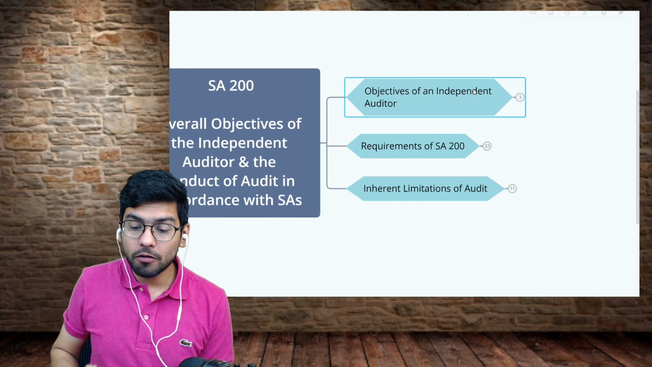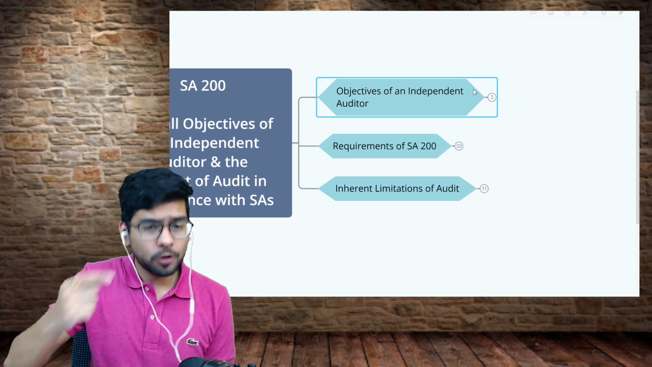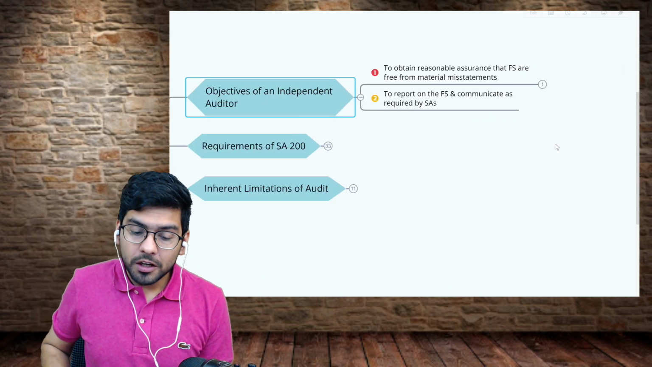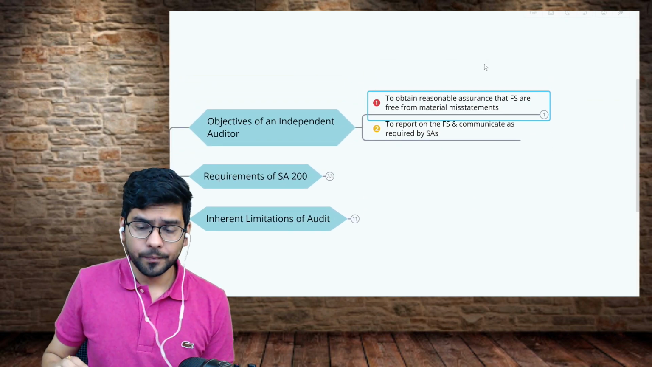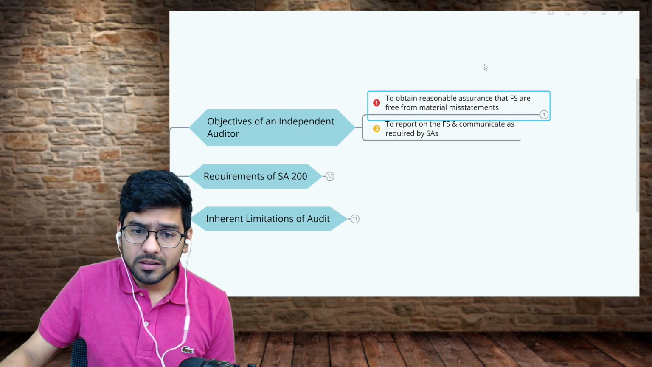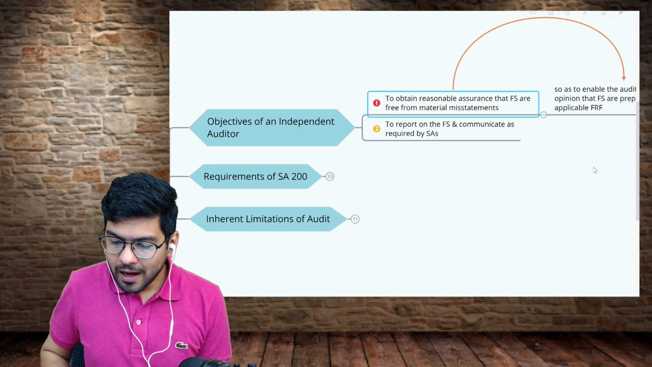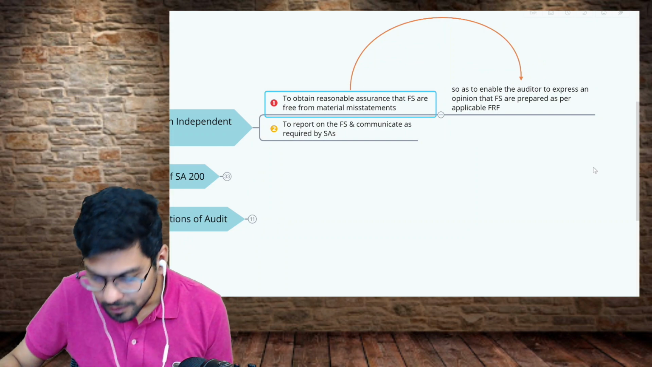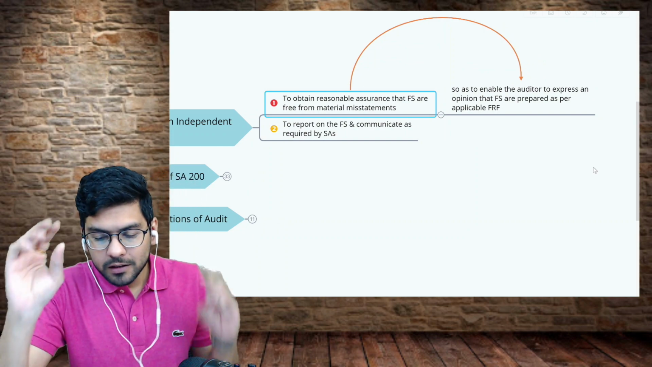So what is the objective of the independent auditor? I told you that we are going to cover the topic of objectives here also in detail. As per SA 200, the objective is to obtain reasonable assurance that financial statements are free from material misstatement, so as to enable the auditor to express an opinion on the financial statements that they are prepared as per the applicable FRF.